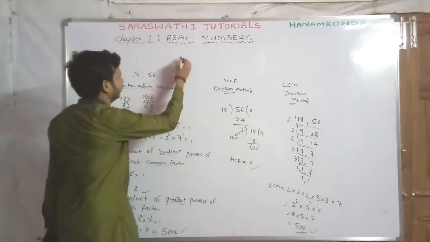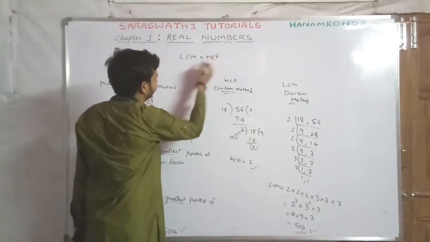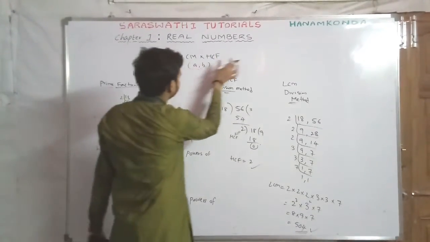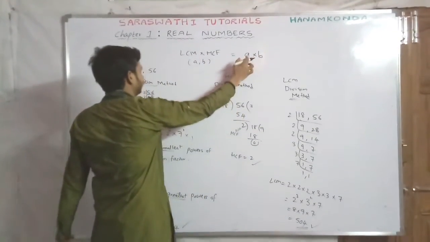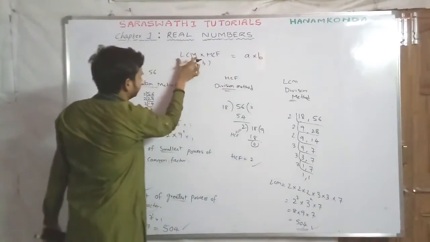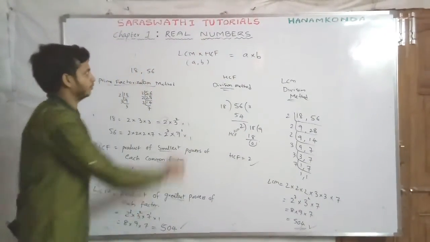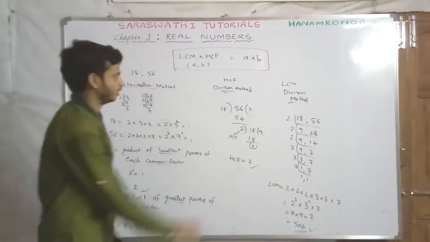Now we have one formula: LCM into HCF of two numbers. Let us take two numbers A and B. LCM into HCF of the two numbers is equal to the product of those numbers. That means if we multiply A into B, then LCM of A, B into HCF of A, B will be the same. So let us see how.